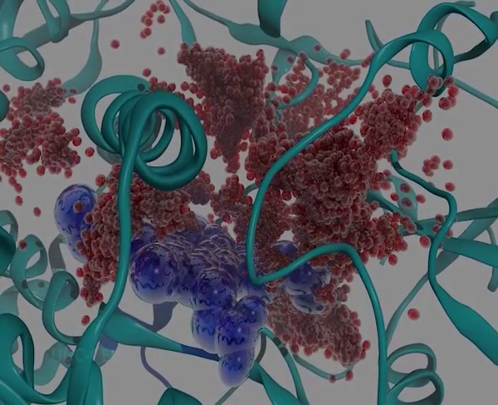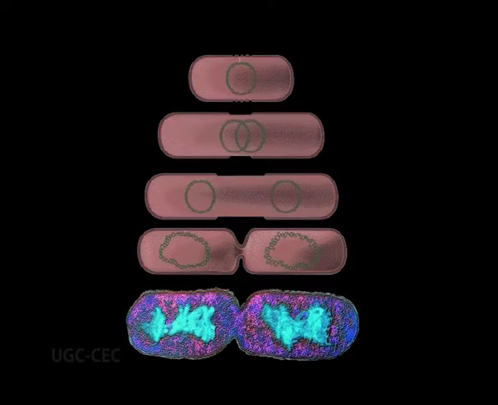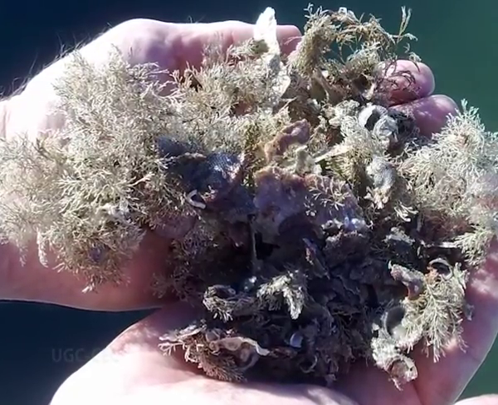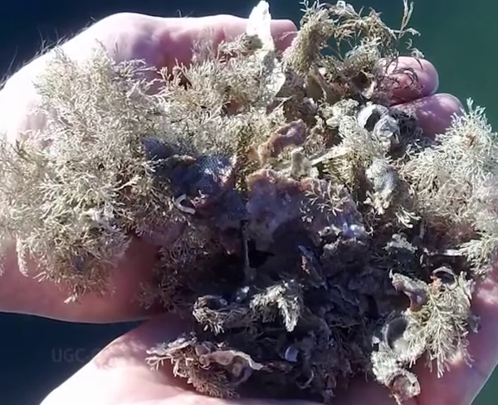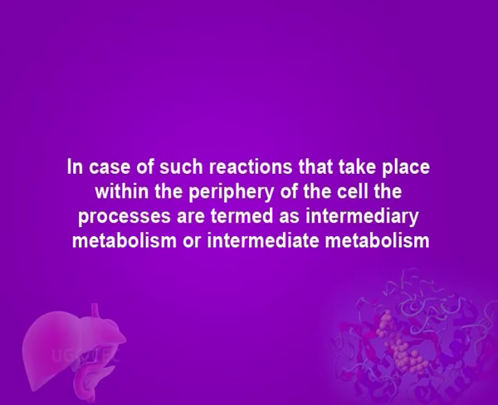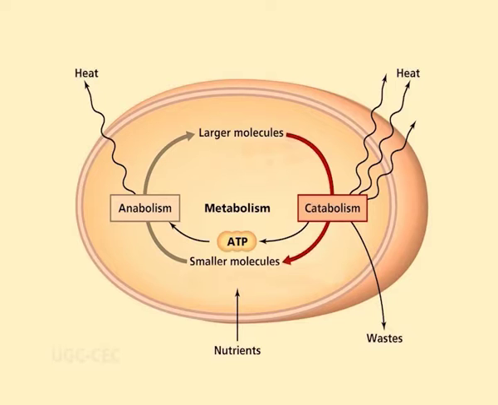These are reactions which are catalyzed by enzymes and aid various functions like growth and reproduction. It also allows the organisms to respond appropriately to the environment and maintain their structures. The gamut of metabolism also engulfs some processes like digestion and the transport of substances into and between different cells, which occur regularly in living organisms. In case of such reactions that take place within the periphery of the cell, the processes are termed intermediary metabolism or intermediate metabolism. The process of metabolism can be classified into two categories, namely catabolism and anabolism.